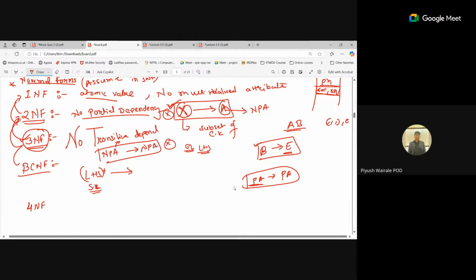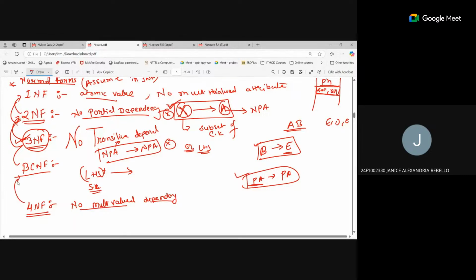Candidate key or super key. So a prime attribute on the left side is fine in 3NF, and in 2NF it is also fine, but it is not allowed in BCNF, okay? What is 4NF? No multi-valued dependency. Multi-valued dependency, right? So I still have a doubt.